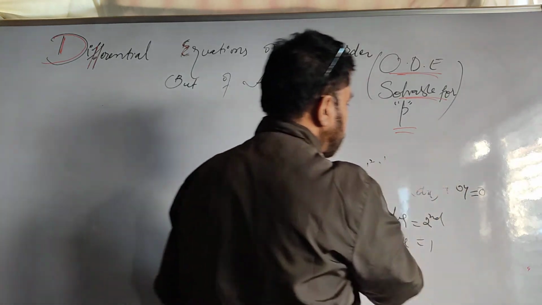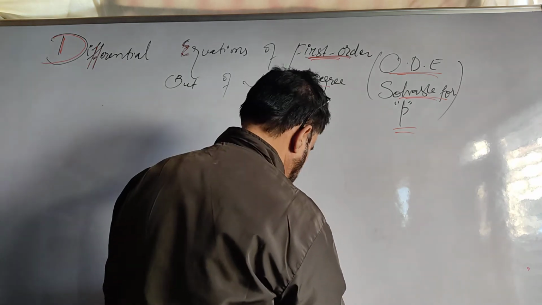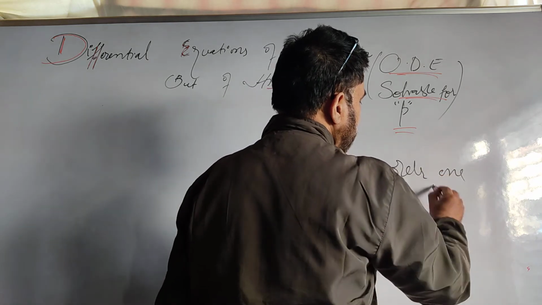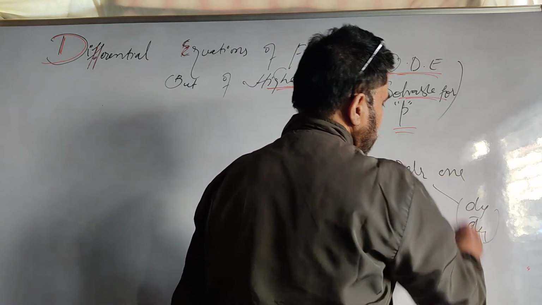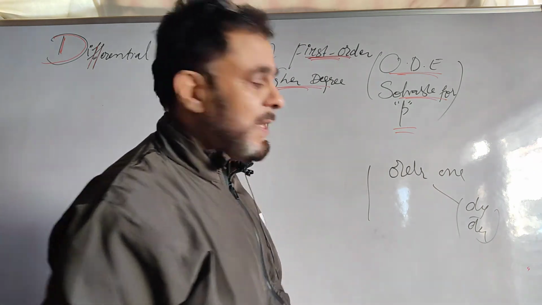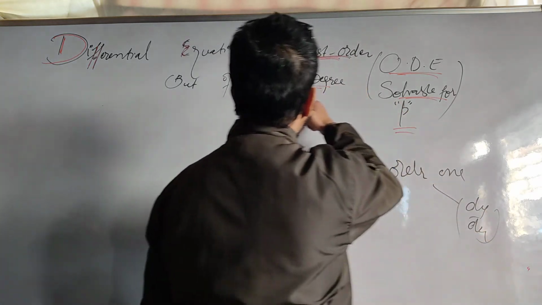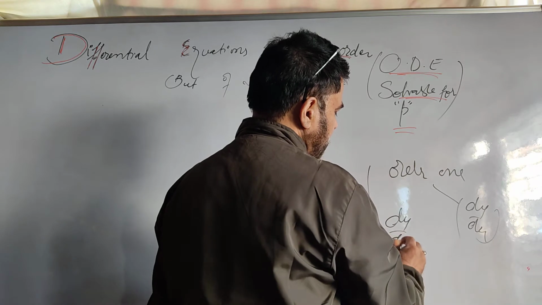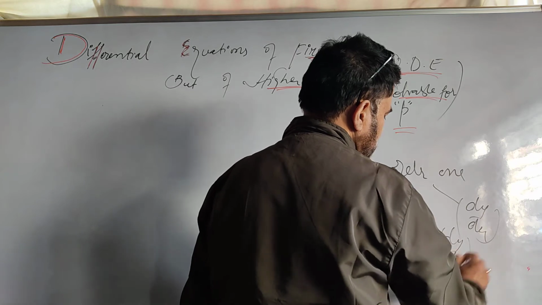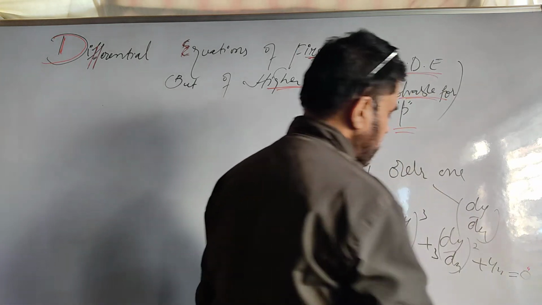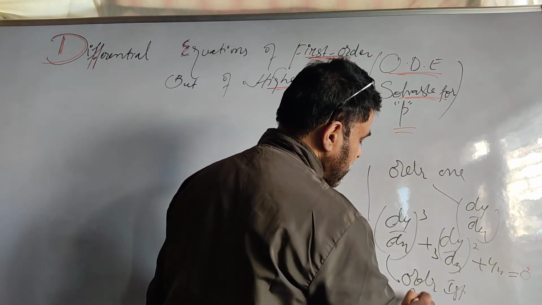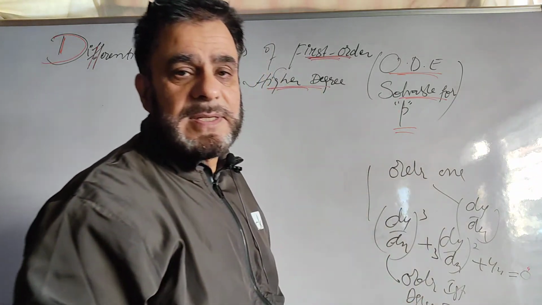Similarly, if you have a differential equation of order 1, it will involve dy by dx. It will not involve d2y by dx square or d3y by dx cube. It will involve only dy by dx, and of higher degree, it can have dy by dx raised to power 3 plus 3 times dy by dx squared plus 4x something equal to 0. So we say this is of order first and degree 3.